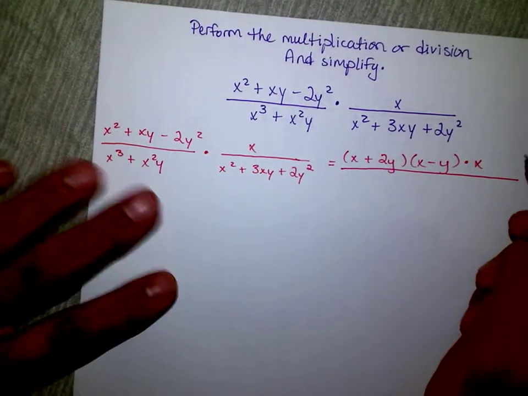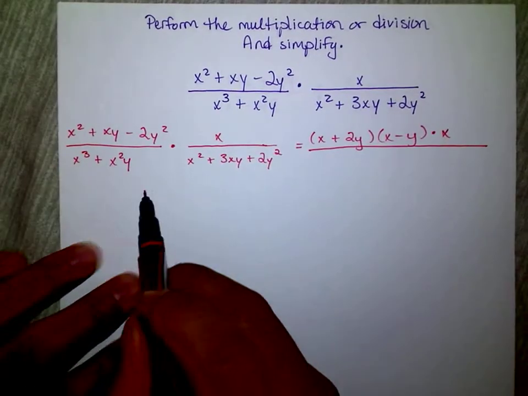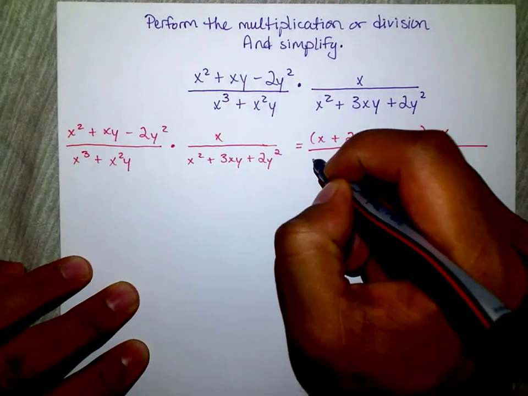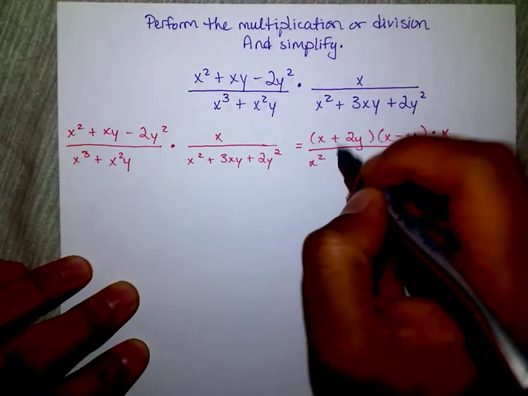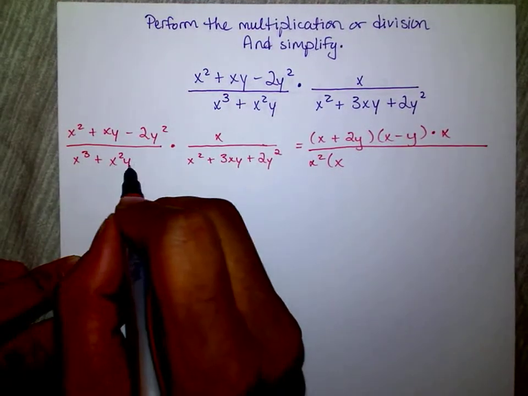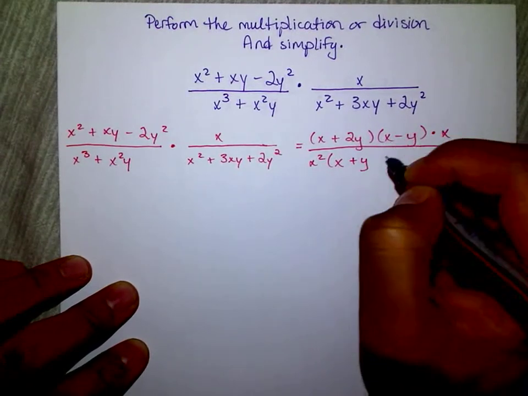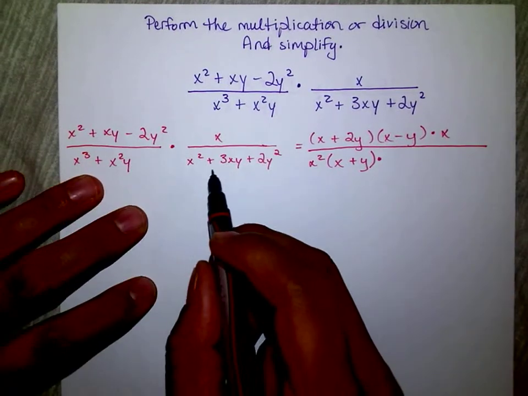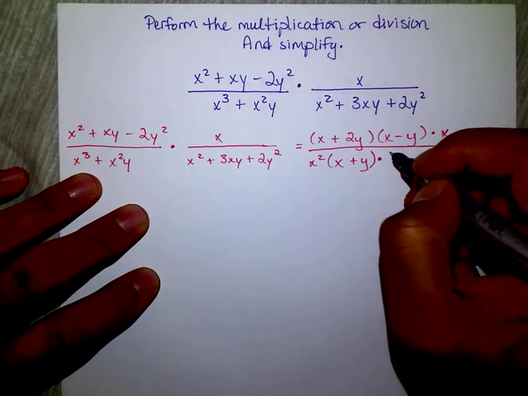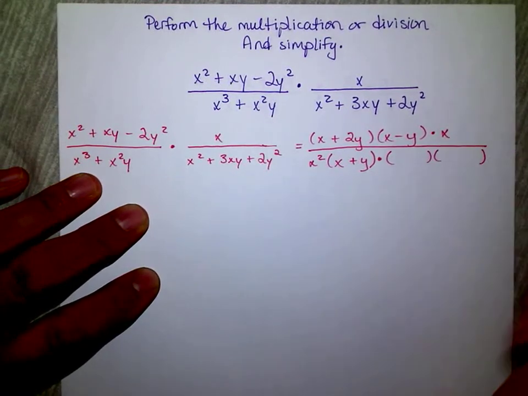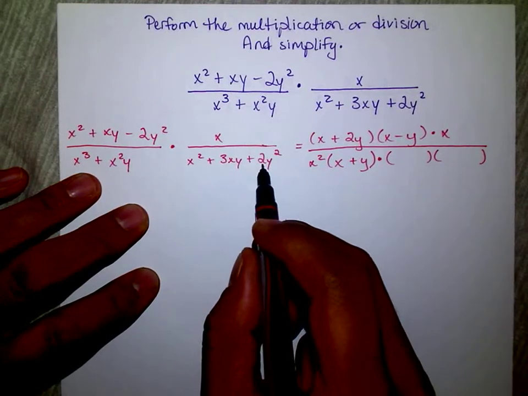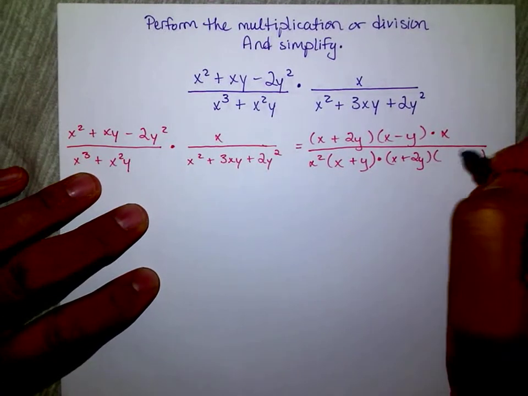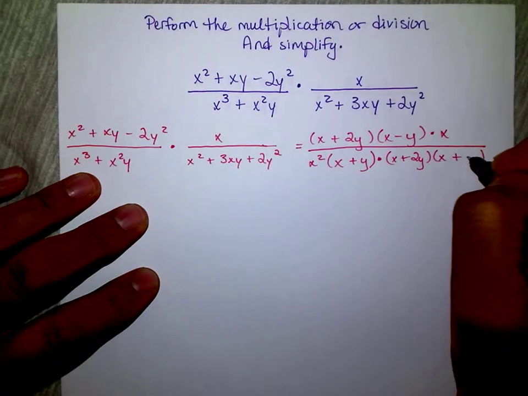All of that over, alright. These both have a common factor of x squared. So if I take x squared from here, that's just going to leave me with x. And if I take x squared from here, that's just going to leave me with y. Times, now on the bottom here, our factors are going to be x plus 2y times x plus y.